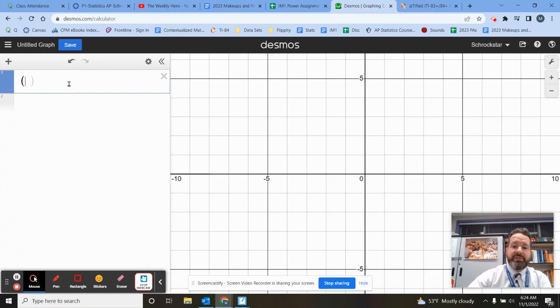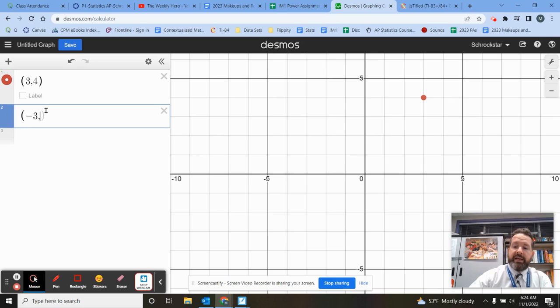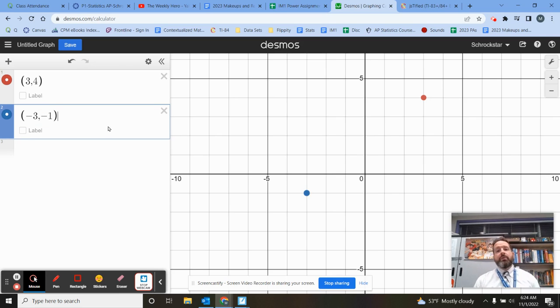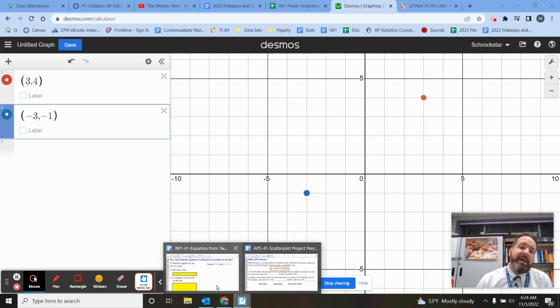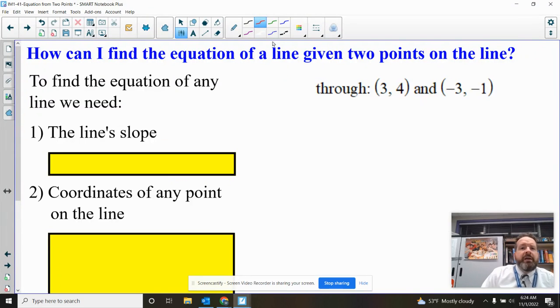I'm going to head to my Desmos here and put a point at 3, 4, and a second point at -3, -1. We're looking for the equation of a line that goes through these 2 points. We can use Desmos when we're finished to check and make sure that we have done that. Back now to our work page.